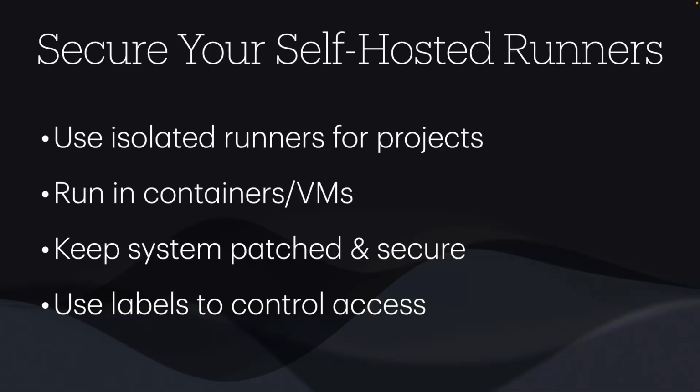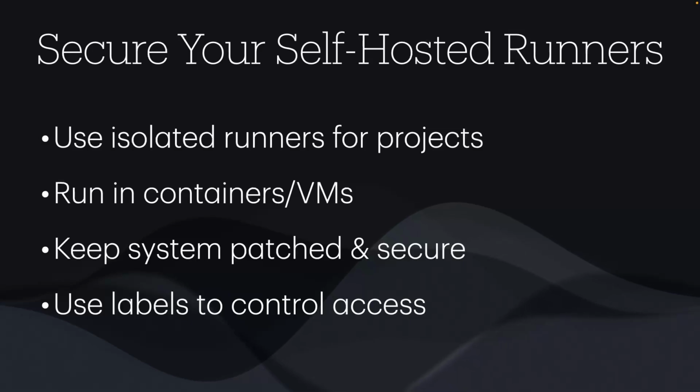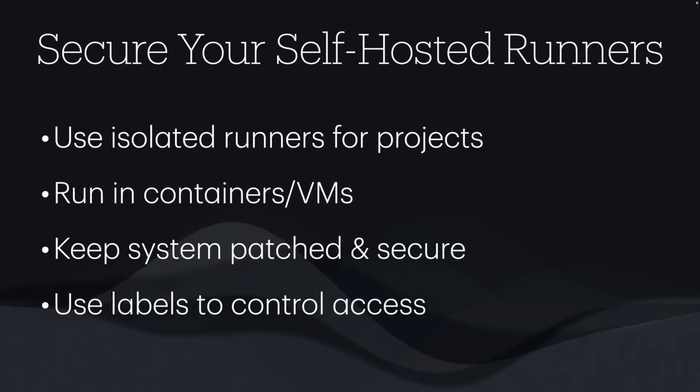Also, to secure your self-hosted runners, you should always use isolated runners for projects, run in containers or VMs. EC2 instances from Amazon are a great example, and you should keep your system patched and secure, and you can use labels to control access.